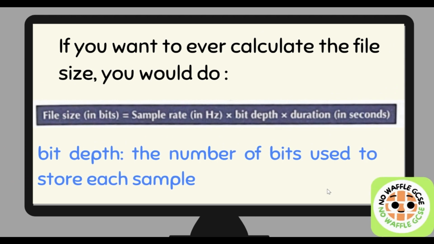If you ever want to calculate the file size for a sound, you have to do the sample rate multiplied by the bit depth multiplied by the duration. And the bit depth is just the number of bits used to store each sample. Now, obviously, the more bits, the more accurate that sound would be.